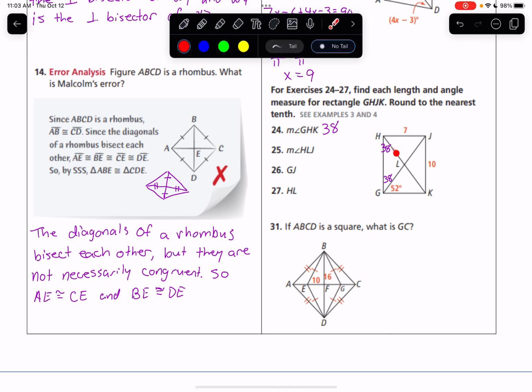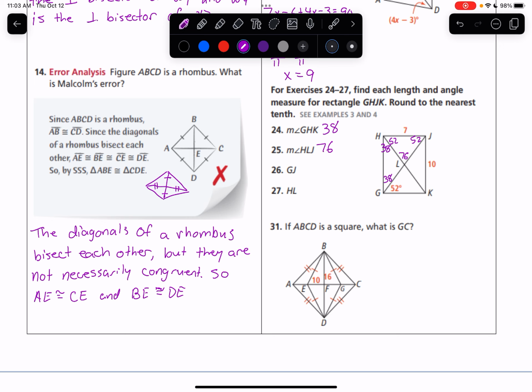The measure of angle HLJ is going to be right here. To find that one, I know that each of these top angles is 52 because that rectangle is symmetrical this way. We have 52 here, 52 here. So we can do 180 minus 104, both those angles, and we find that HLJ is 76 degrees.